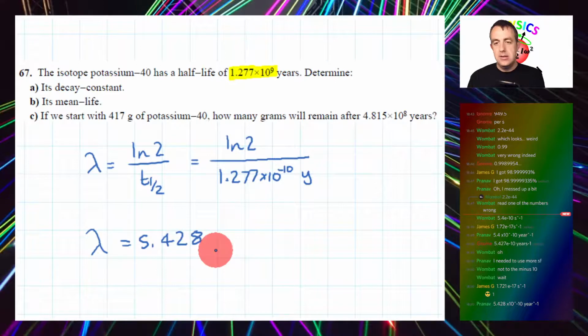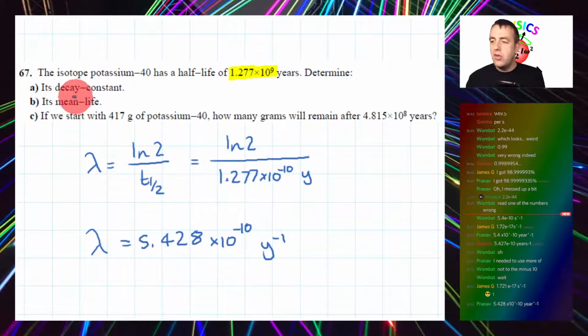5.428, which is what Pranav has said there. No, you need to watch that last digit. The digit after it is a 9, so you shouldn't give it as a 7. Times by 10 to the -10. And look, years is on the bottom, so that's years to the -1, a year.